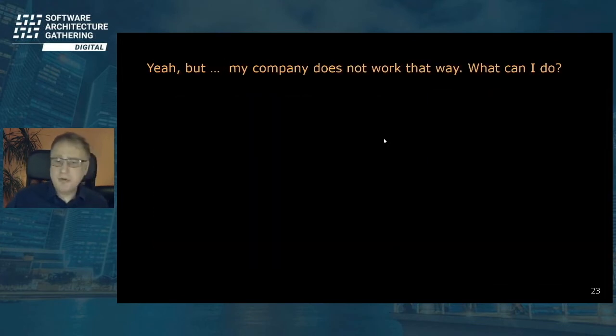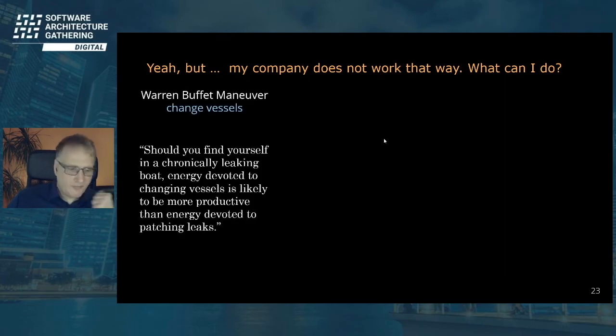Yeah, but my company does not work that way. What can I do? What options do I have? This is a question that often comes up in trainings. So, of course, there is something I call the Warren Buffett maneuver to change vessels. Warren Buffett once said, should you find yourself in a chronically leaking boat, energy devoted to changing vessels is likely to be more productive than energy devoted to patching leaks.